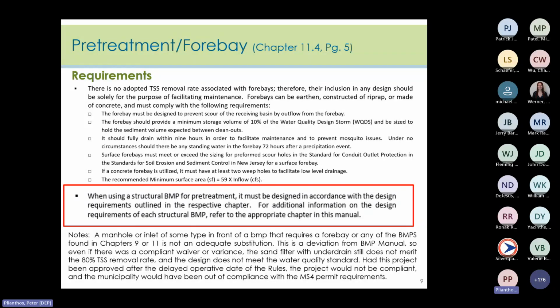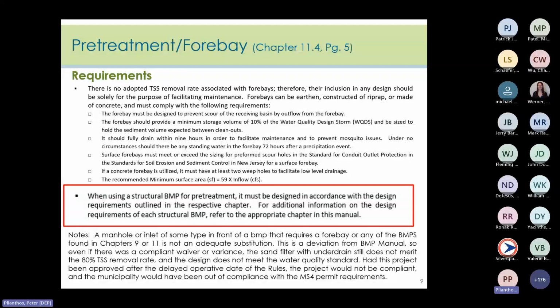This is a deviation from the BMP manual, so even if there was a compliant waiver or variance, the sand filter with underdrain still does not merit the 80% TSS removal rate, and the design does not meet the water quality standard. Had this project been approved after the delayed operative date of the rules, the project would not be compliant, and the municipality would have been out of compliance with the MS4 permit requirements.